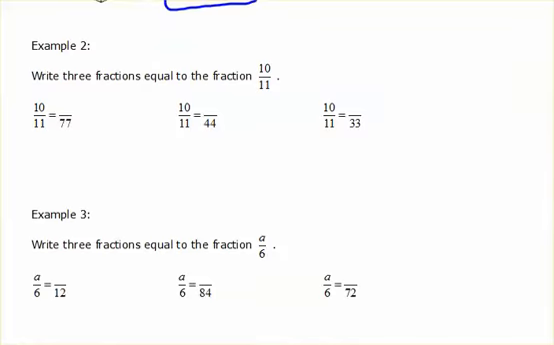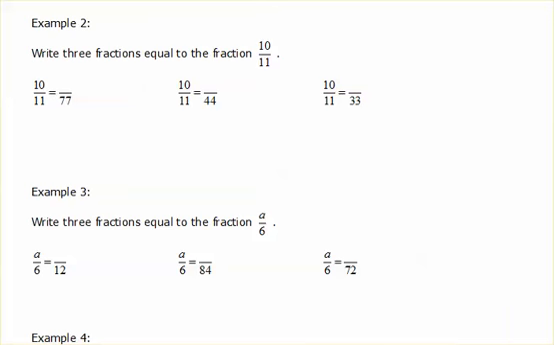All right, for examples 2 and 3, those are very similar, so I want to do those together. It says write 3 fractions equal to the fraction 10 over 11. So we have 10 over 11 equals something over 77. In this case, we're creating equivalent fractions. So we have to ask, what do I multiply 11 by in order to get 77? Well, that would be 7, correct?